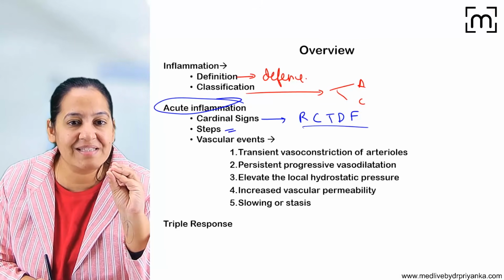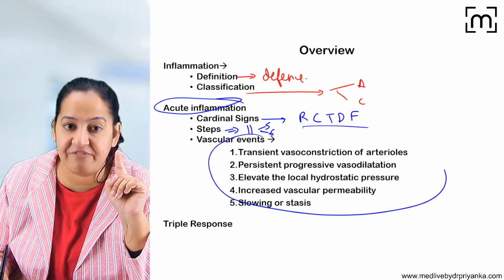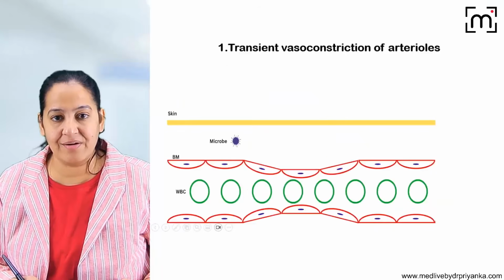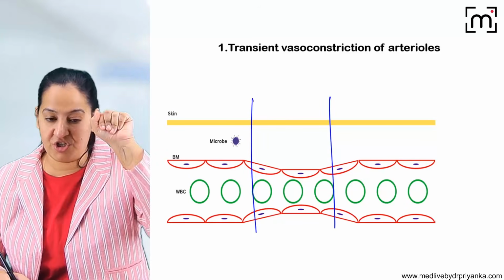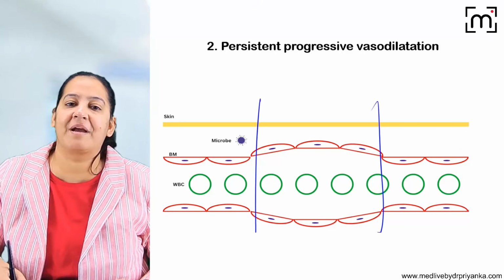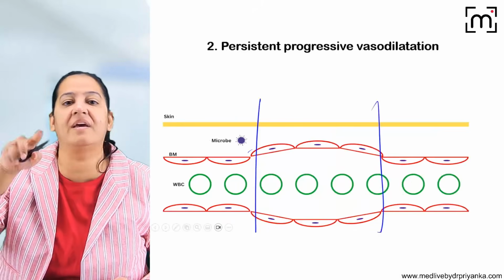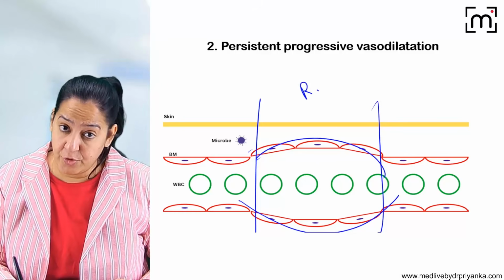There are a total of 11 steps. Enumerate all of them: 5 vascular, 6 cellular. Here we are discussing the 5 vascular. What are the 5 vascular steps? The first step is vasoconstriction, which leads to blanching. It is transient in nature. The second step is vasodilation, which leads to rubor and calor.